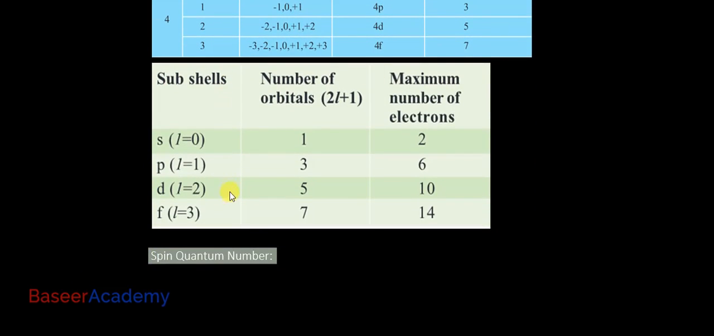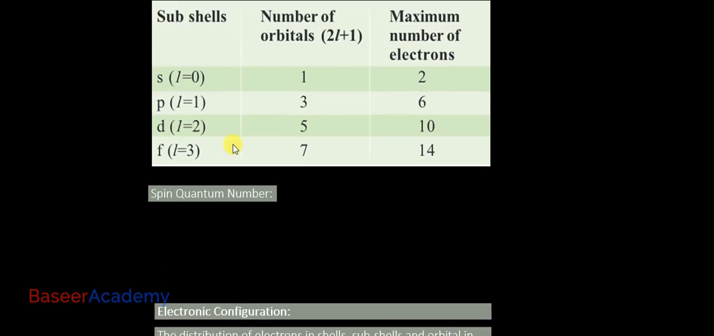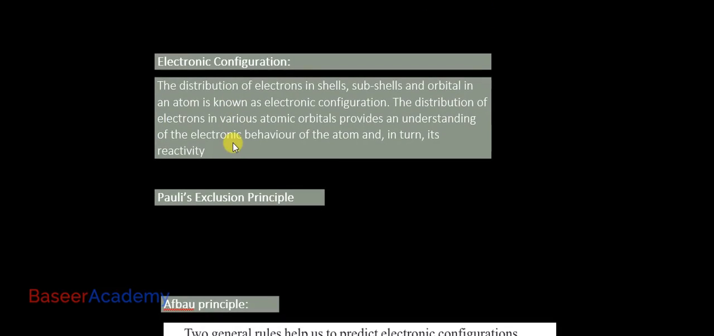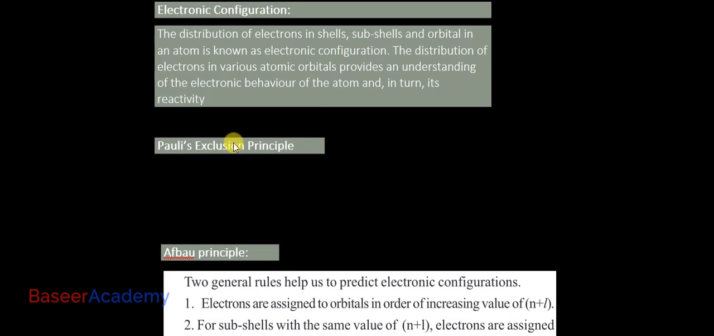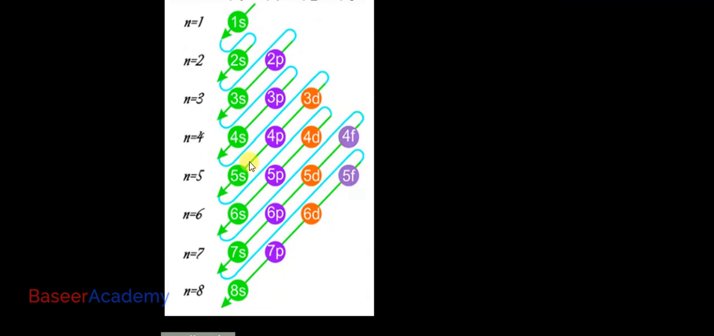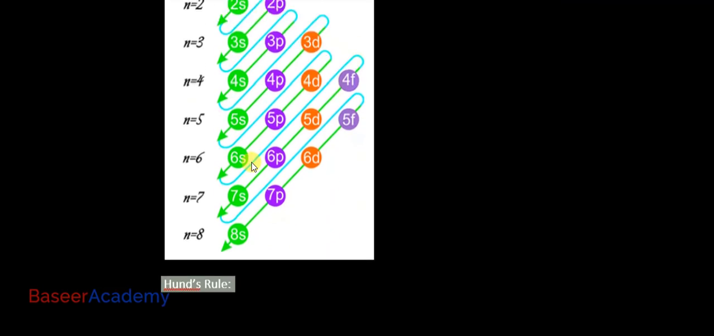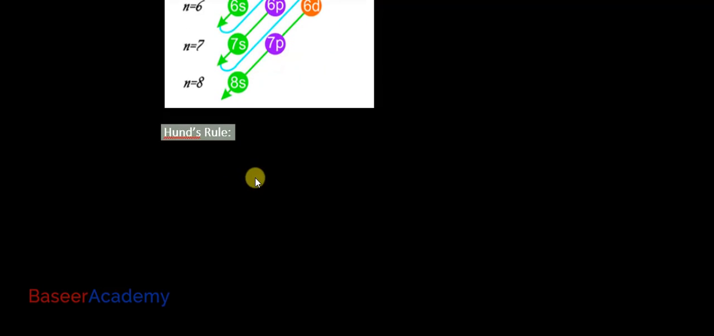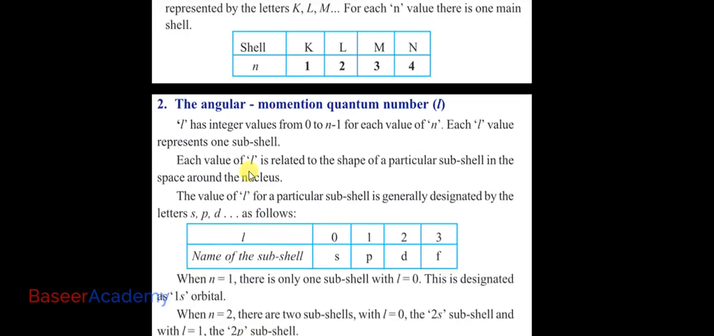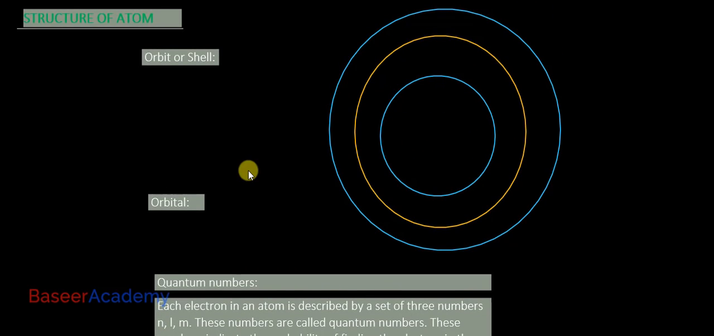We'll learn the number of subshells that are there in each shell and how many electrons are available in each shell, how many electrons are available in every subshell. We'll learn what is an electronic configuration. We'll learn Pauli's exclusion principle, Aufbau principle. We'll learn how to write down an electronic configuration. We'll also learn about Hund's rule. So in this video, we are going to learn all of this one step at a time.